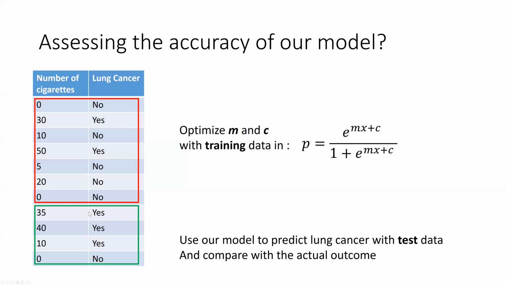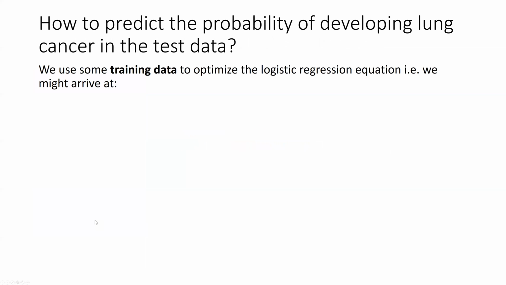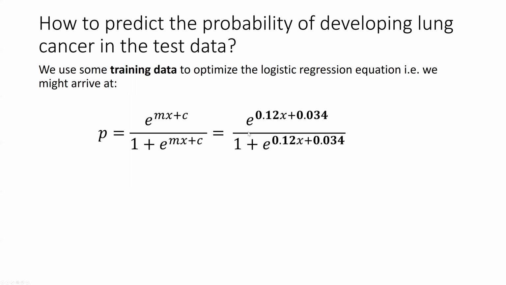So if our model predicts this person here isn't going to develop lung cancer, but they do, then our model's wrong, and we can tally this up and assess our accuracy that way. In summary, we use training data to optimize the logistic regression equation, and we might arrive at values such as these. Our value for M after maximum likelihood estimation took the value of 0.12, and the value of C took this. So if a new person walks through the door, you ask them data about the X variable, Z variable, and so on, and you can then predict the risk of something happening.